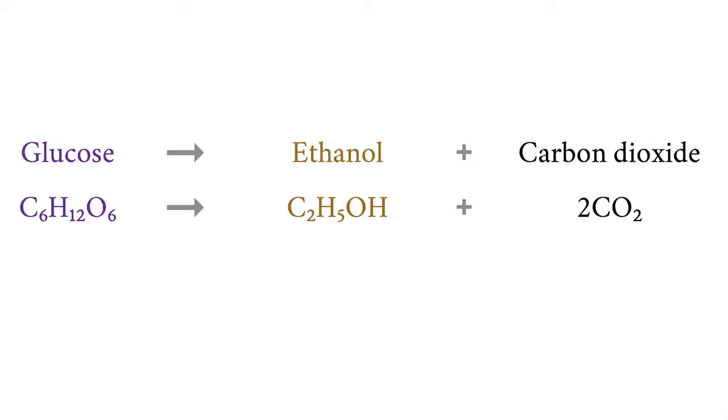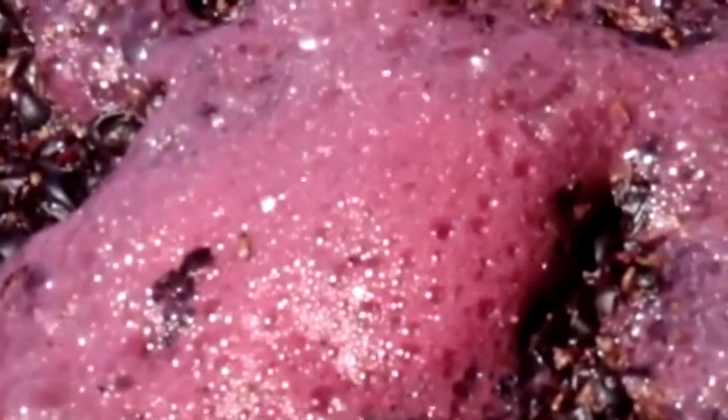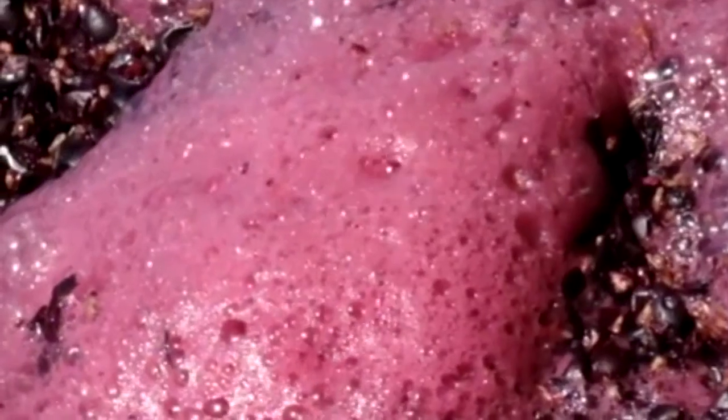Notice that in this chemical equation, there's no oxygen to be found anywhere. Our reactant is sugar or food. Our products are carbon dioxide and alcohol. Who has ever heard of fermentation? Yes, it's how alcohol is made. For example, grapes have to ferment for a while in order to turn into wine. It's actually the sugar in the grapes that turns into alcohol.